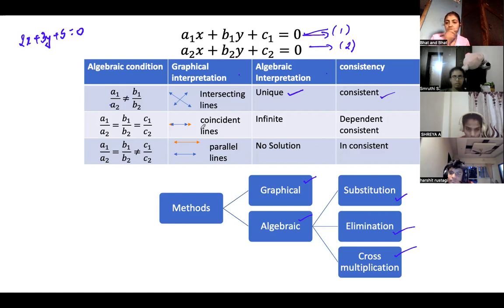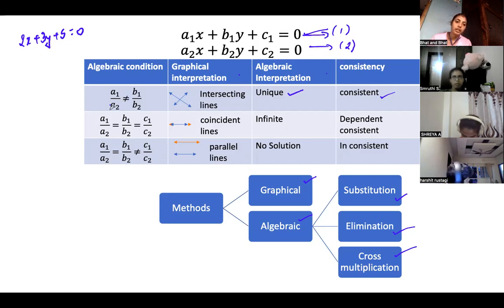If you plot a graph, they will coincide with each other, one on the other overlapping like this. Both will have the same coordinates. Understood? And how many solutions will there be? There will be an infinite number of solutions. That means you will get many solutions. And it is dependent consistent.